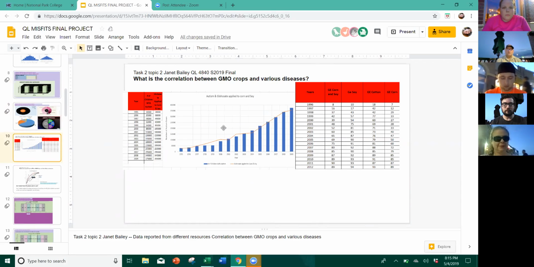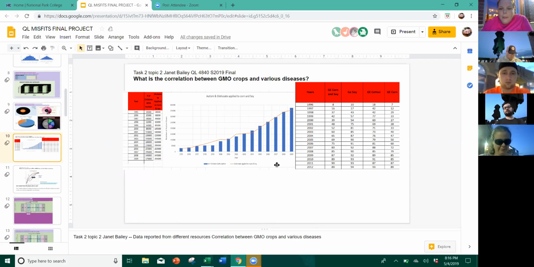Janet, what is the correlation between GMO crops and various diseases? Well, if you look at these graphs here that I created in Excel, you can see that there's a correlation between the amount of GMO crops versus the various diseases that have spread throughout the year. If you look at this first graph here, you're looking at the rate of autism applied to crops of corn and soy with GMOs in them. And as you see, there's quite a trend in the relationship between the two.